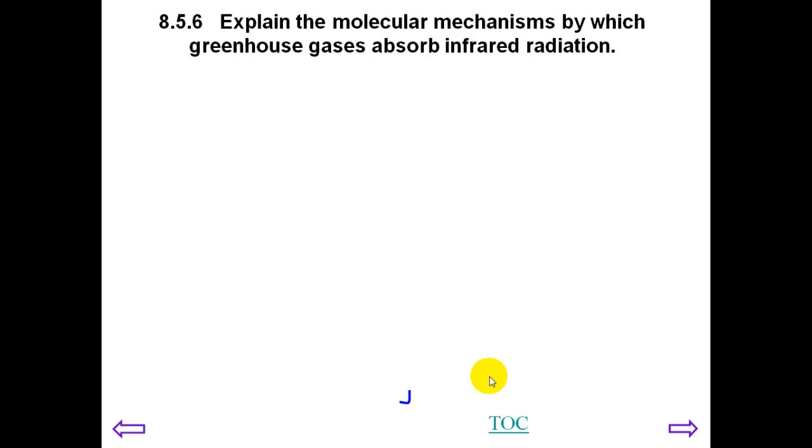Now we need to look at the molecular mechanism by which greenhouse gases absorb infrared radiation. First of all, let's look at resonance. There's this thing called resonance which you should be familiar with. It will be addressed later in the syllabus.